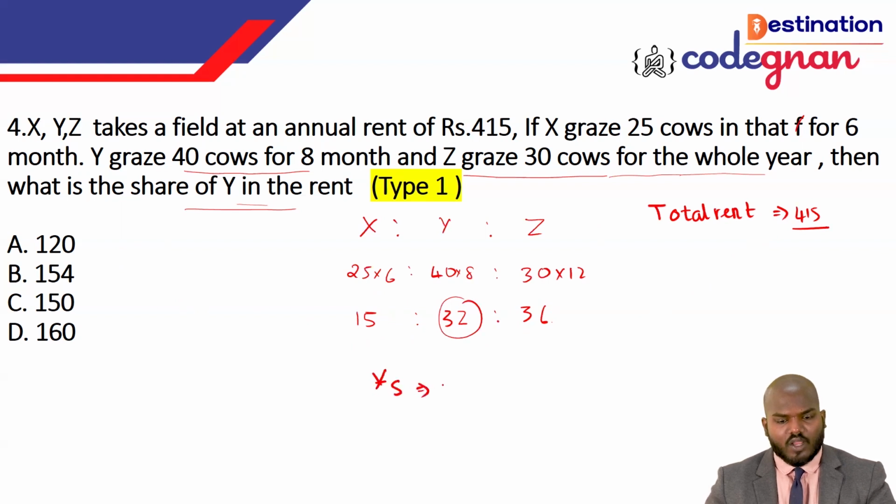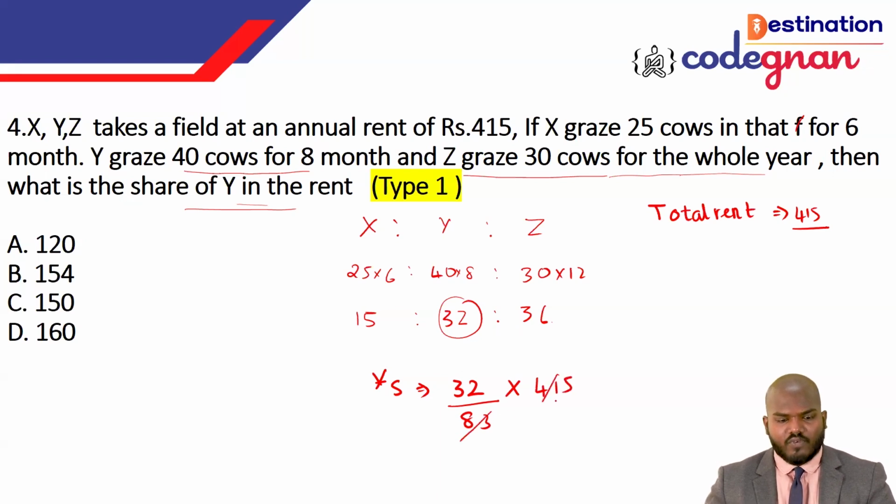The Y share we can call 32 by 15 plus 32, which is equal to 47. 47 plus 36, we can call it 83. So 83 is the total ratio value here, but we have the total value of 415.